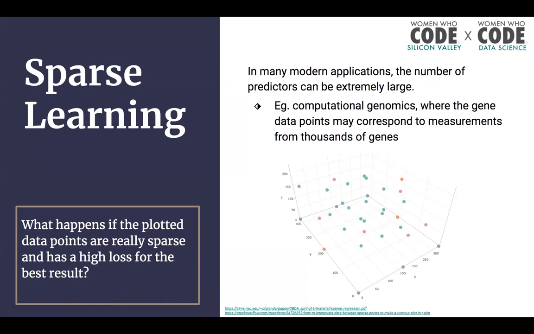And this is something that happens a lot in modern applications where the number of predictors or the input features can be extremely large. An example for this would be using gene data, where gene data basically has measurements from thousands of genes, given that each row of data can have thousands of columns. So this would be plotted in a 1,000-dimensional space, making our data even more sparse than it is. So as you keep increasing your dimensionality, the sparseness of your data increases, and that is called the curse of dimensionality too. So how do we overcome something like this?